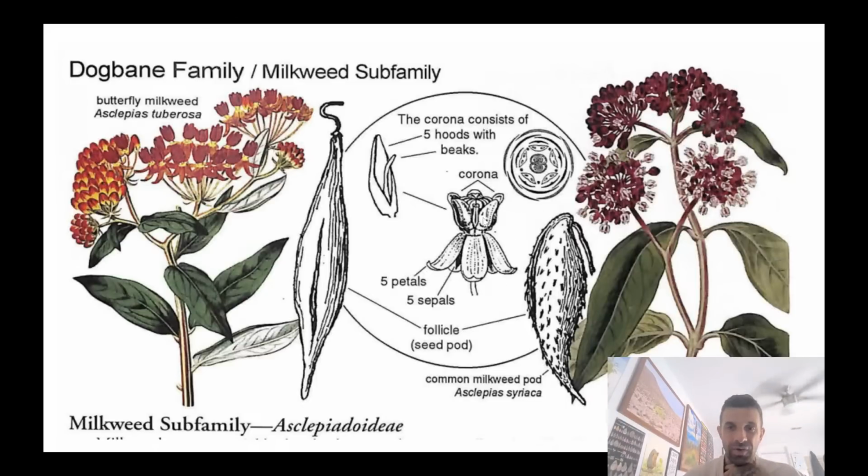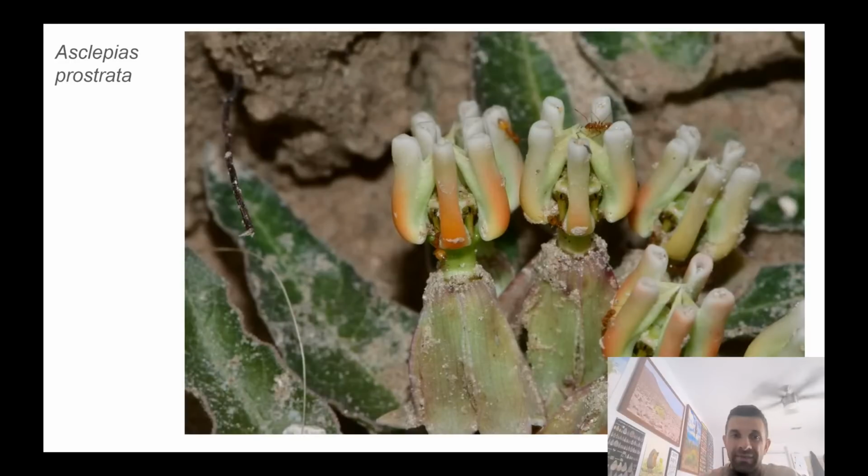Okay, you've got a corona. You've got a stigmatic slit. The stamens are inside that general structure. Totally unique, okay? Nothing else produces a flower like this that's not in the milkweed subfamily Asclepiadoideae. So if you see a flower like that, great, easy giveaway. It's either a milkweed or it's in the Asclepiadoideae subfamily. Asclepias prostrata, an endangered plant from South Texas. There you go, same thing.